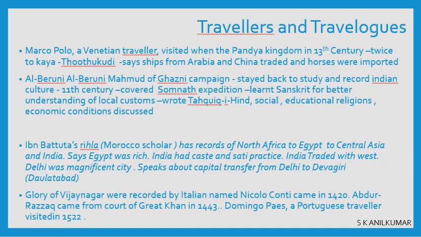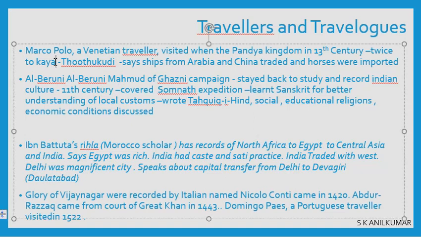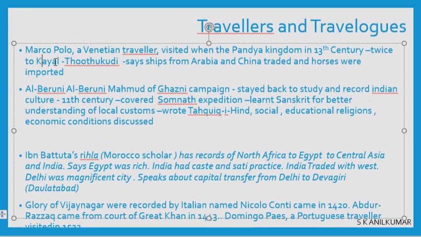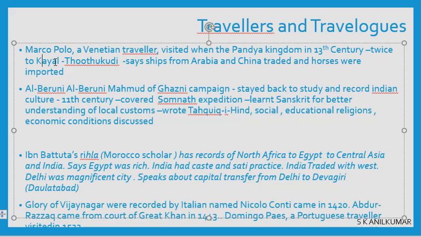Marco Polo is a Venetian traveler. He came from Europe. He visited when the Pandya kingdom was at its peak in the 13th century. He visited twice. He came to Kayal. Kayal is a port near Thoothukudi. Kayal was famous not only for the sea trade but also for the pearl fisheries. So he said ships from Arabia and China traded here, horses were imported, the port was always full, and the traders were happy. Marco Polo said this. He came around 1253 or something like that.